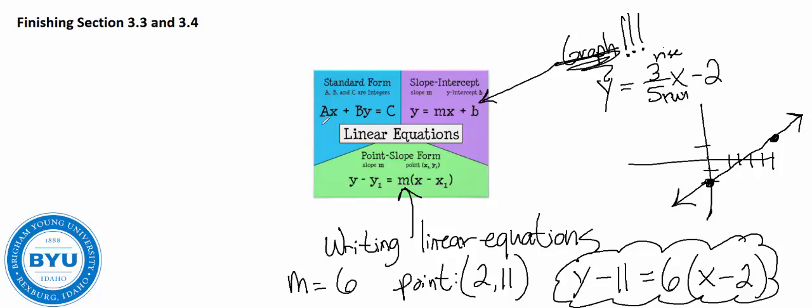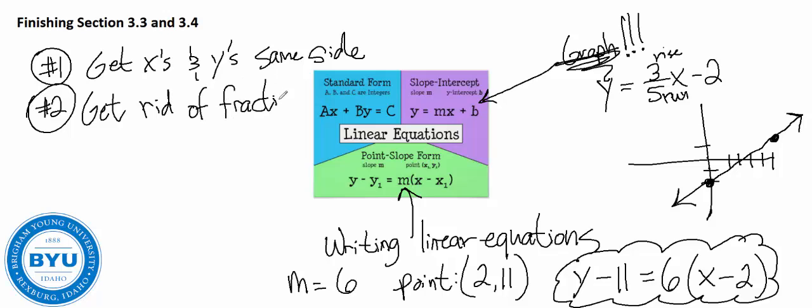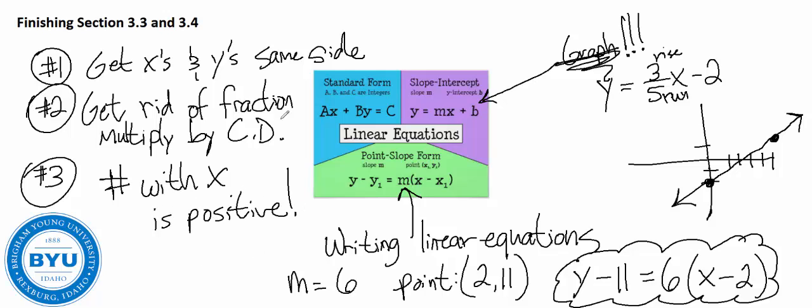Standard form, basically, you'll see that you need to get the x's and the y's to the same side and the number by itself. So step number 1, get x's and y's to the same side. Step number 2, get rid of fractions. If you have fractions, you got to get rid of them. You'll do that by multiplying by the common denominator. Step number 3, you'll want to make sure that the number with the x is positive. So let's try one here really quick so you can get an idea of what this is talking about.